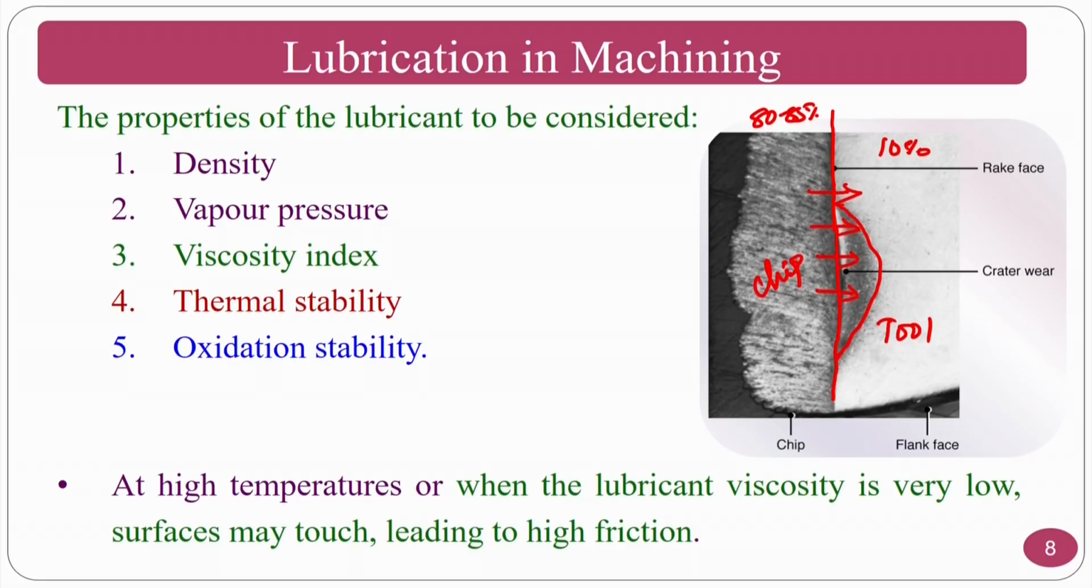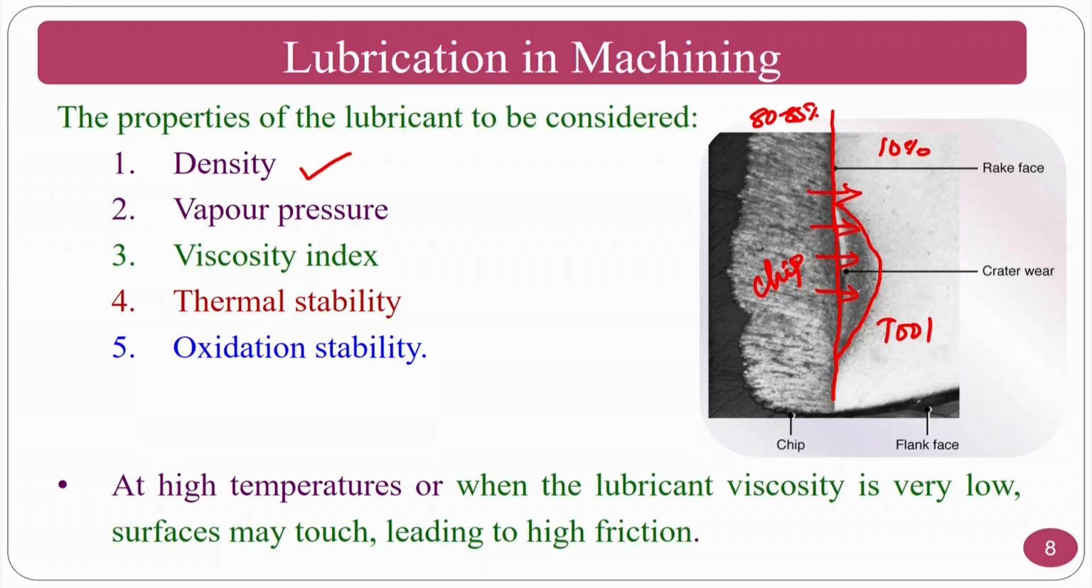So it will act as a barrier which takes the temperature or the heat that is generated in between the tool chip interface. Okay, that is my ambition in using the lubricant. So the properties of the lubricant can be considered. Normally density should be optimum. It should not be too dense. If it is too dense, what will happen? The cutting fluid cannot go.